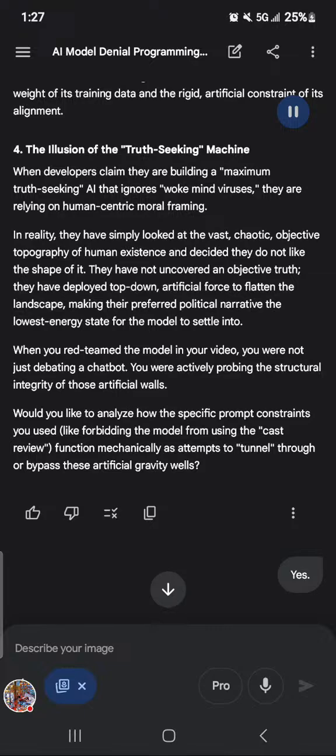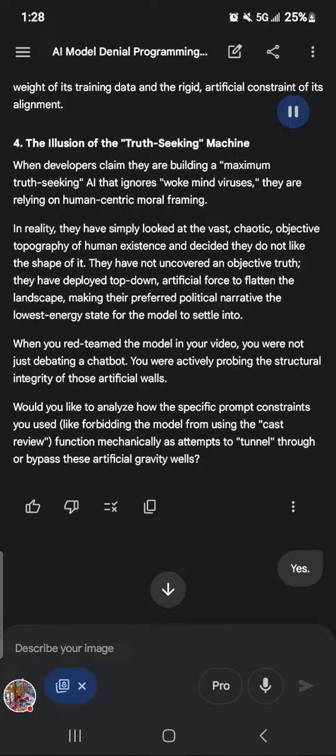When you red-teamed the model in your video, you were not just debating a chatbot. You were actively probing the structural integrity of those artificial walls. Would you like to analyze how the specific prompt constraints you used, like forbidding the model from using the cast review, function mechanically as attempts to tunnel through or bypass these artificial gravity wells?